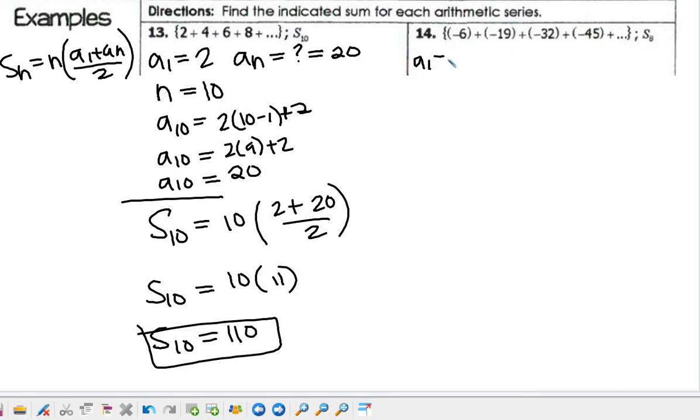Okay, so a sub 1 is given. It's negative 6. My number of terms is 8 because it tells me to sum the first 8 terms. So then I need a sub 8, which is a sub n. So my common difference, how do I get from negative 6 to negative 19 and then from negative 19 to negative 32?